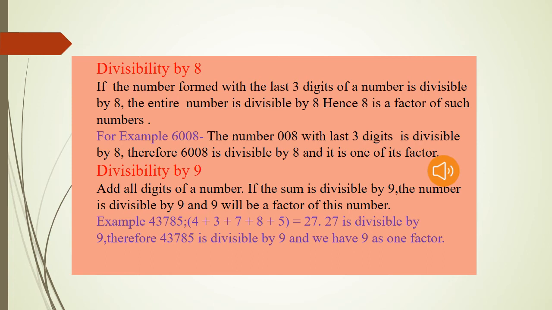Let's check divisibility by 9. Add all the digits of a number. If the sum is divisible by 9, the number is divisible by 9 and 9 will be a factor of this number. Suppose we have the number 43785. 4 plus 3 plus 7 plus 8 plus 5 is equal to 27. 27 is divisible by 9. Therefore, 43785 is divisible by 9 and we have 9 as one factor.